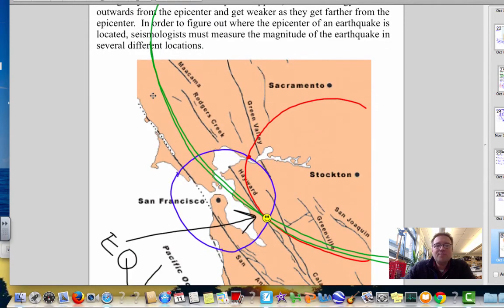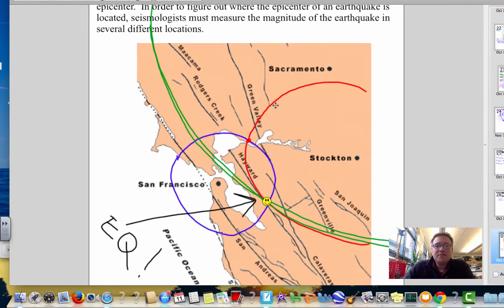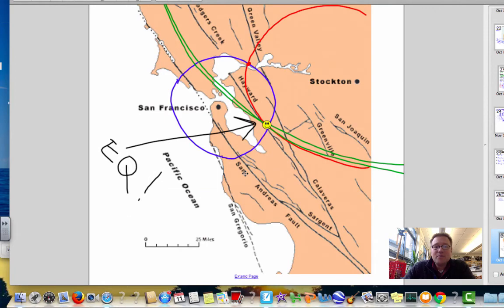Now, this is important. We talked about how different cities know how far away an earthquake occurred. By sharing their information with each other, they can find the epicenter. In this example, we said, well, if San Francisco figures out that the epicenter happened about 25 miles away, they draw a circle there, and Stockton said, oh, we felt the earthquake was 50 miles away, and it created a circle around Stockton that's 50 miles. There are only two places where the 25-mile circle and the 50-mile radius circle intersect, here and here.